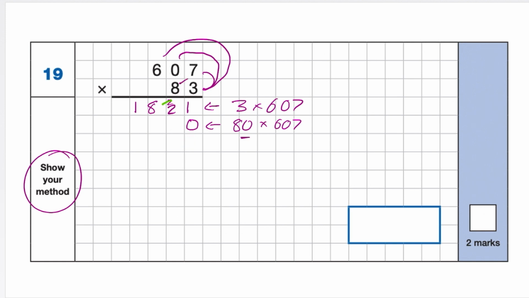Okay, now I can do 8 times 7. 8 times 7 is 56. 8 times 0 is 0 plus the 5, and then 8 times 6 is 48. Make sure I cross out that 5. Now I'm ready to add up, because at the moment I've just done the individual small parts. Now I need to get a total. So starting in my ones column, 1 add 0 is 1, 2 add 6 is 8, 8 and 5 is 13, 1 add 8 plus my 1 is 10, 4 add the 1 is 5. So my answer is 50,381. And again, I'll get the 2 marks.